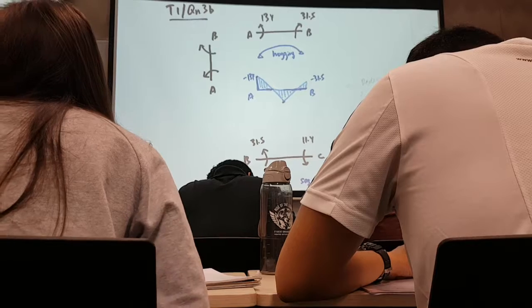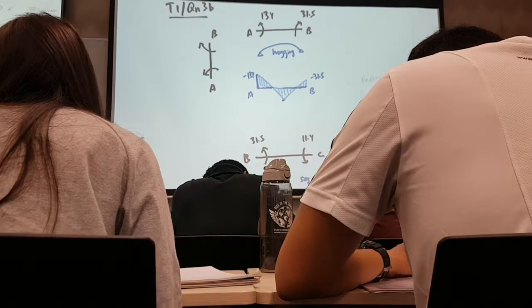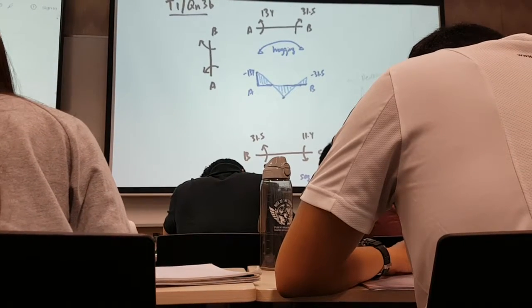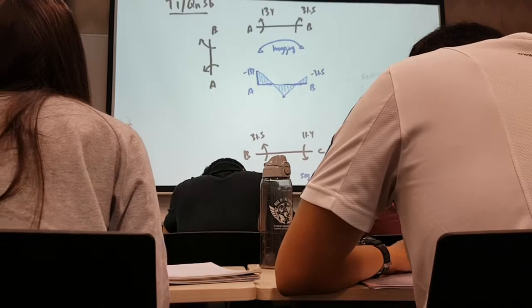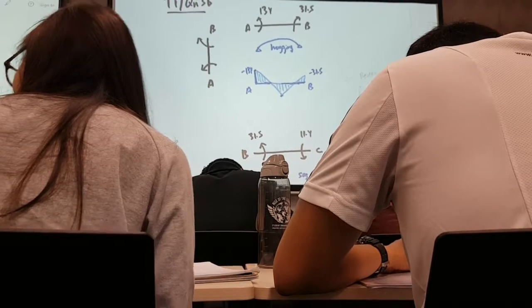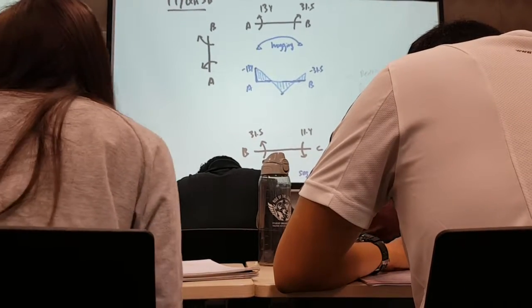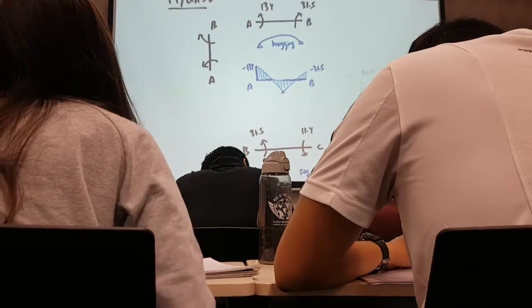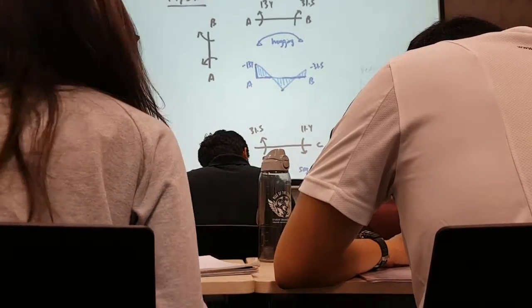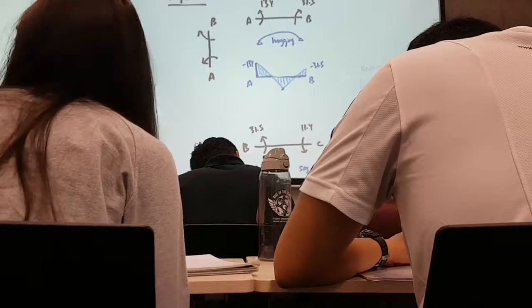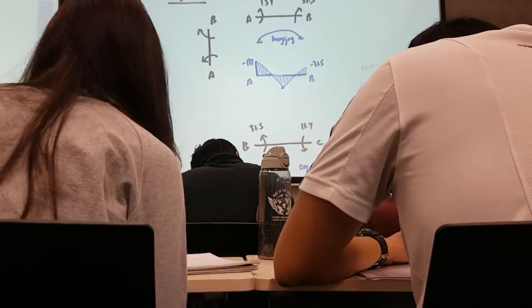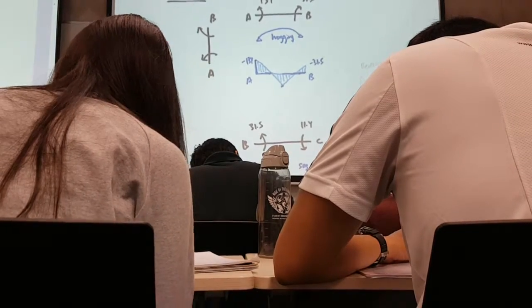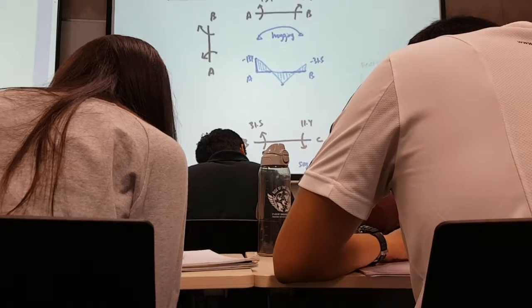Okay, good. So this is really an example for you to go through. You must get familiar with working out the moment distribution table, and then you have to draw the bending moment diagram. Due to time, of course, I don't need to go through all the solutions for question C.